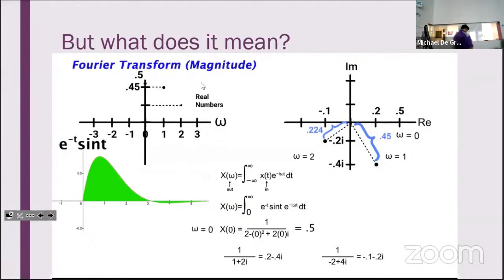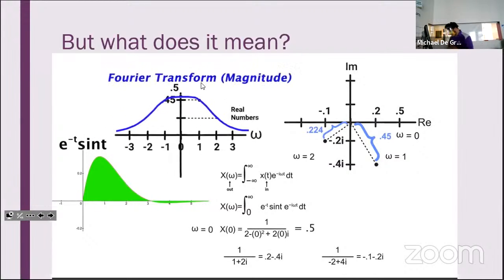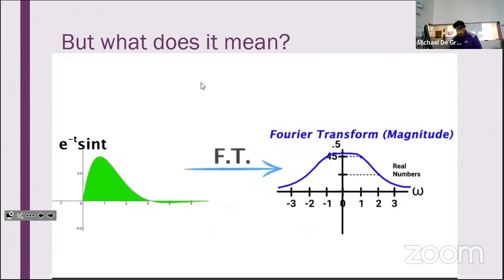If I were to plot all the magnitudes for any input omega, we'd get this, the magnitude of the Fourier transform. Keep this plot in mind because it will show up soon, but now let's get to the Laplace transform so you can see just how similar it is to what we've done so far.